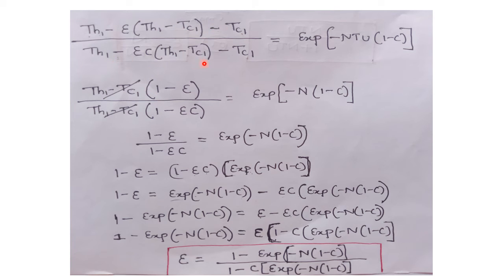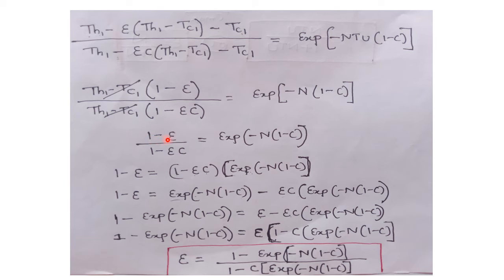Here also I have taken TH1 − TC1 common. So this equation will be (1 − ε)·C equals the exponential of this term, where NTU is replaced by N. The equation remains as it is. TH1 gets cancelled. So (1 − ε) divided by (1 − ε·C) will be equal to the exponential of −N(1 − C).